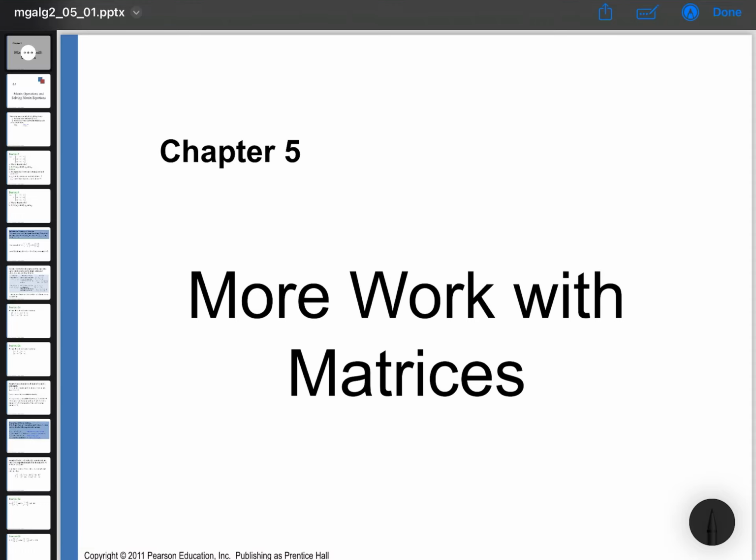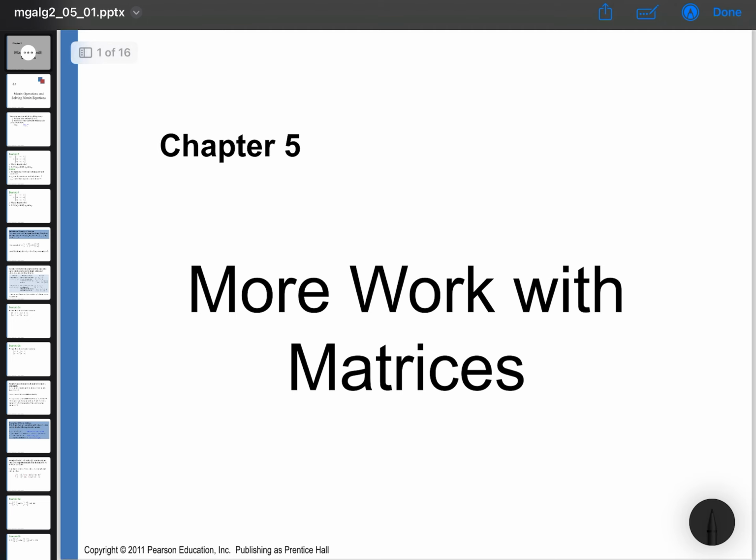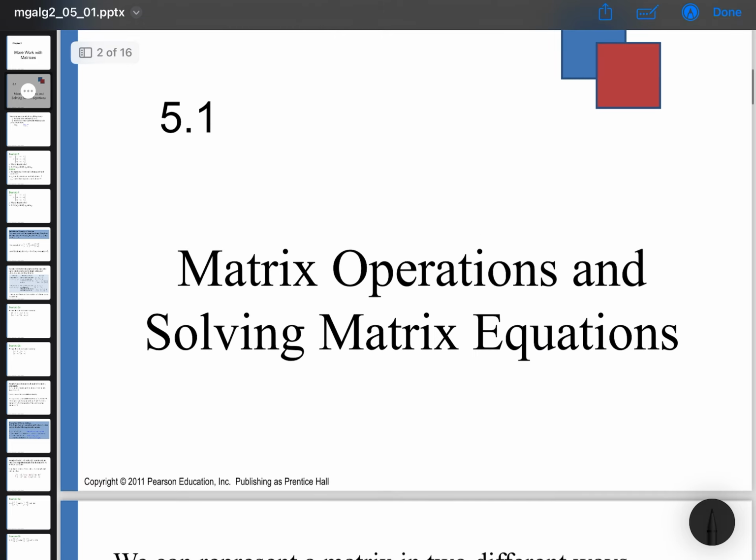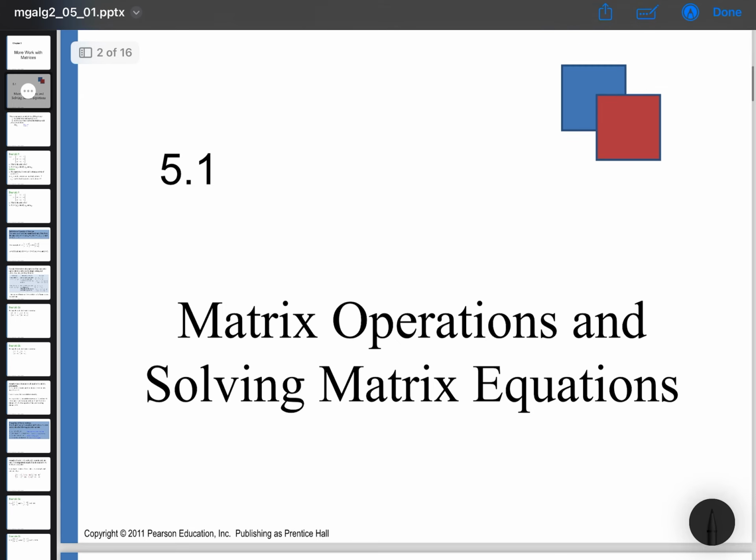So we are starting chapter 5 today. More work with matrices, but don't worry, today we're not going to be dealing with any gigantic matrix problems like some of the ones we dealt with early last week. We're going to start small with smaller matrix problems. And really this chapter is telling us more about the matrix. Today, we are doing section 5.1, all about matrix operations and solving matrix equations.